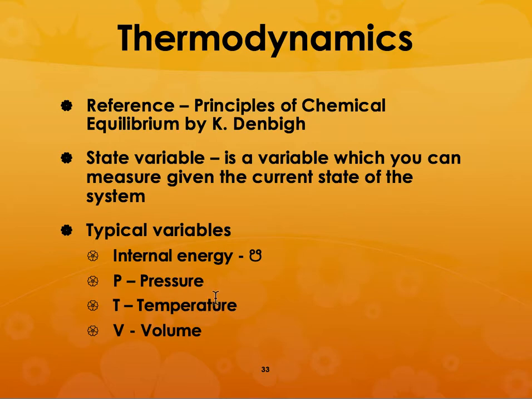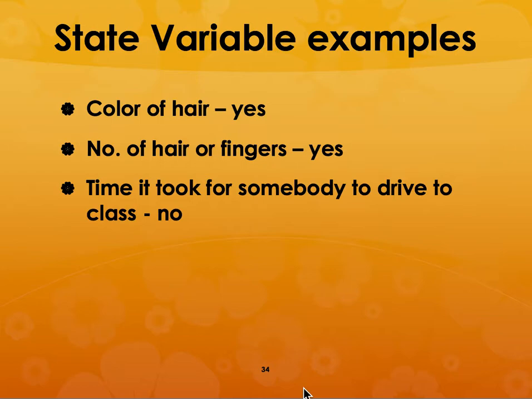So, for understanding thermodynamics, you need to know what is a state variable and what is a regular variable. State variable is typical variable. You have internal energy, you have pressure, you have temperature, volume, etc. So those are all state variables which you can correlate to the current state of the system. For example, if you have color of hair, that is a state variable. If you have number of hair or fingers, that is a state variable. But the time it took for somebody to drive to class, that is not a state variable.